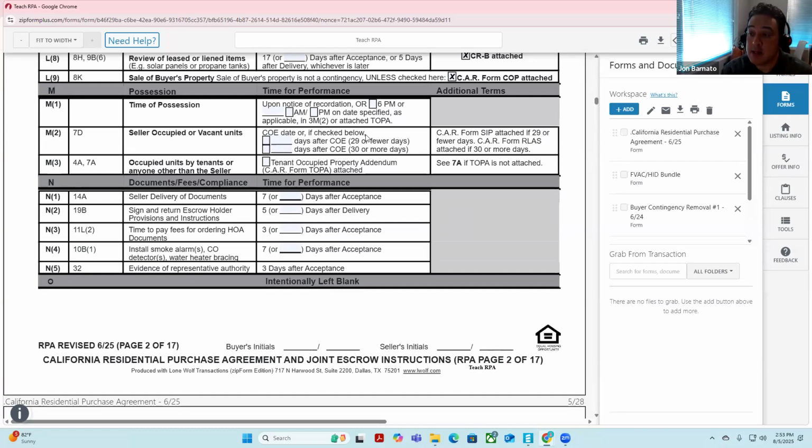Seller occupied or vacant units. This is where you put if the seller is going to stay in the property after close of escrow. If it's less than 29 days, you must use form SIP. If it's more than 29 days, you must use form RALS. There are legal ramifications on this.